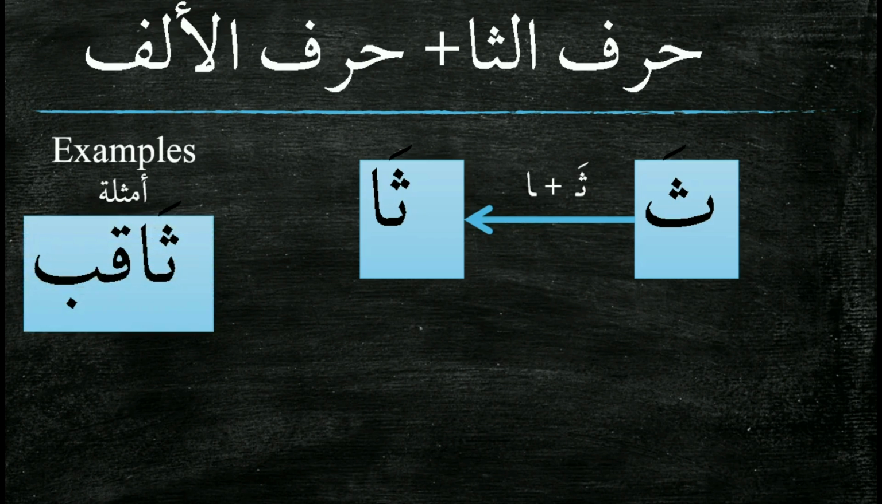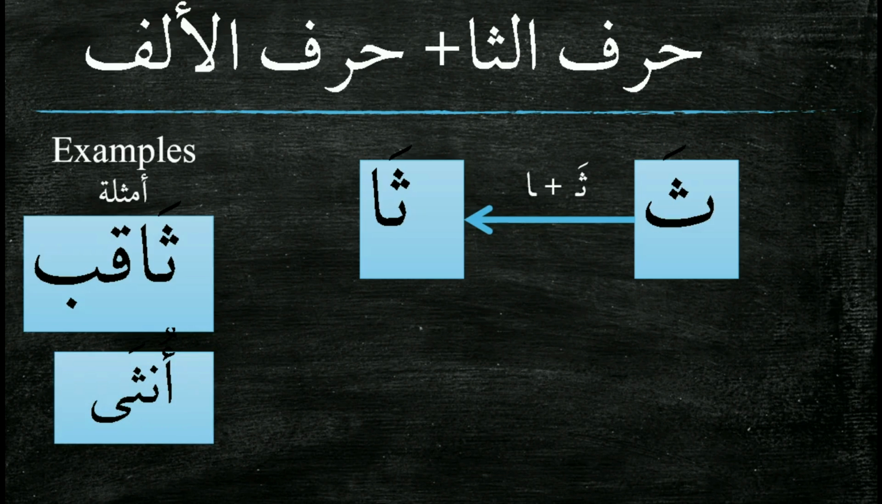Examples: ثاقب. And we do not say here ثاقب with th. No, we say tha. Your tongue should be at resting position; the deepest part of the tongue should not elevate. You should say tha, not tha or the. ثاقب, not ثاقب. ثاقب.